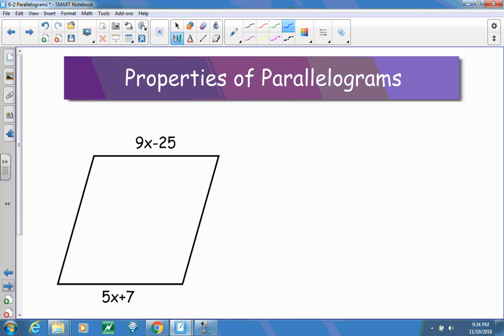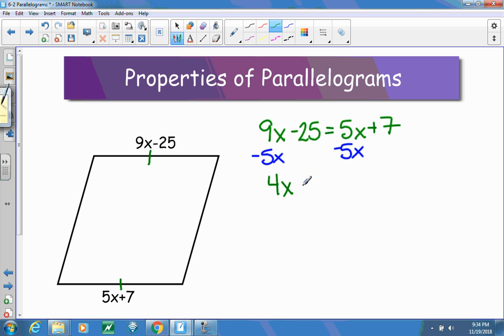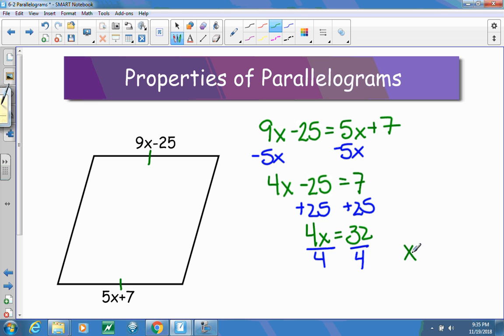Let's say that I'm asking you to find the value of x so that this quadrilateral is a parallelogram. If that's the case, we would want the lengths of the opposite sides to be equal to each other. So if I have 9x minus 25 is equal to 5x plus 7, I'm going to subtract 5x from both sides. So 4x minus 25 is equal to 7. I'm going to add 25 to both sides, and 4x is equal to 32. Then if I divide both sides by 4, we get that x is equal to 8. And so if x was equal to 8, then I would have a parallelogram because opposite sides would be congruent to each other.